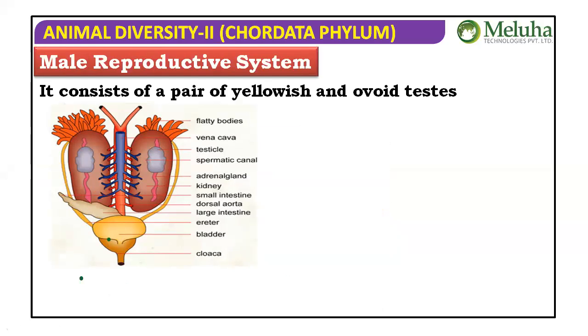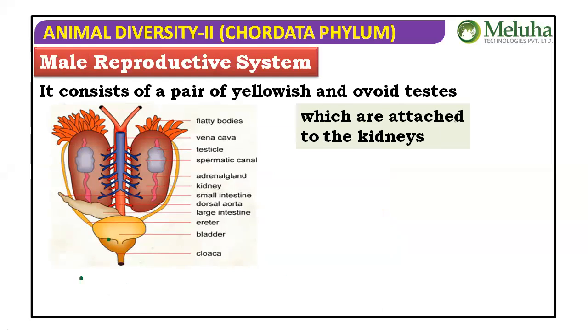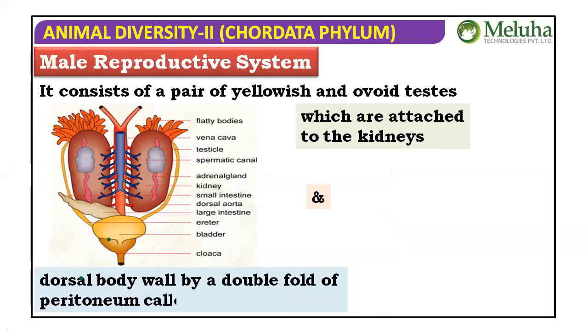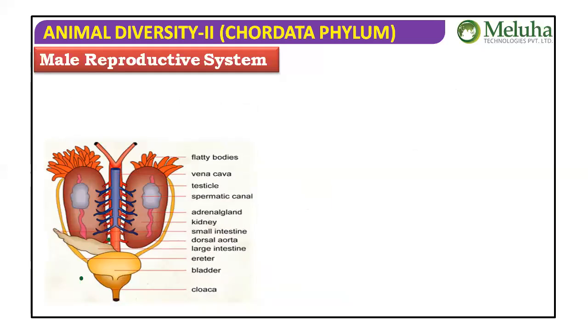It consists of a pair of yellowish, ovoid testes. A pair of yellowish ovoid testes is present here, which are attached to the kidney. That's why they are associated with each other. They are attached at the dorsal body wall by a double fold of peritoneum called mesorchium.